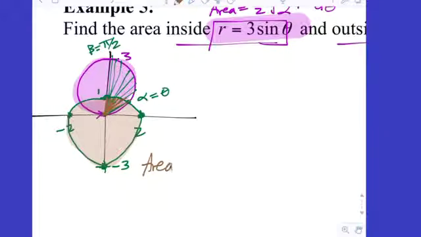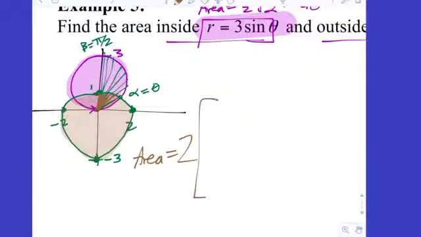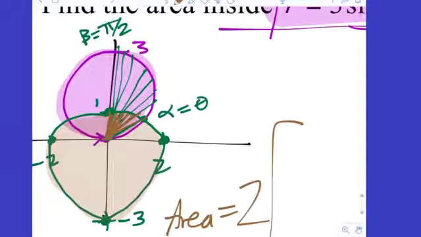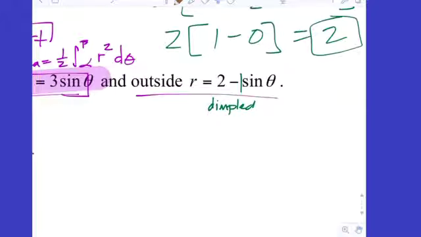The area of the region is twice, and I'll put a big bracket because I'm using symmetry here. I need to figure out what theta is. I need to figure out where they intersect. So let's come off to the side and do that. Intersect: we'll have 3 sine of theta, that's one of them, and it equals 2 minus sine of theta, that's the other one.